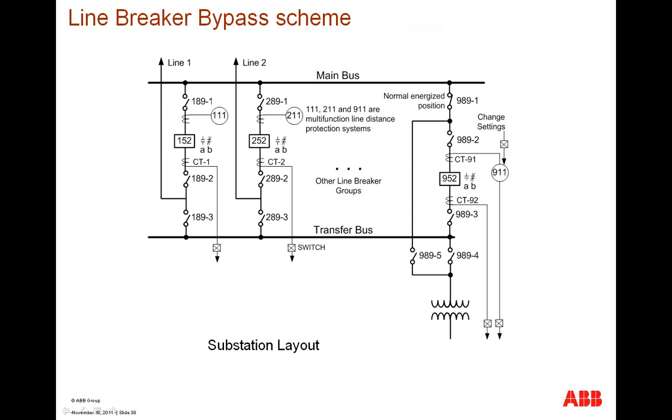So to understand the scheme, we'll look at a generic single line of this particular application. We have a main and transfer bus shown with 3 breakers. We have 2 lines, and we have a bank/bus breaker shown here as 952. The benefit of this scheme is that at any one time, any circuit breaker can be bypassed for either maintenance or taken out of service and keep the whole system intact.